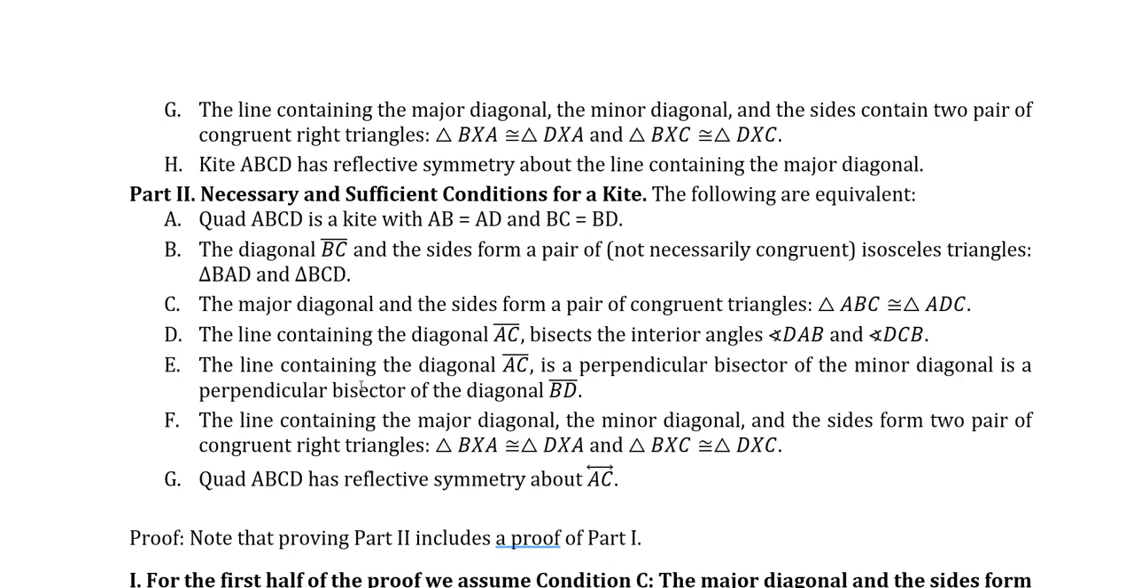The minor diagonal BD and the sides form a pair of not necessarily congruent isosceles triangles, BAD and BCD. If those two triangles are there, then you get all these other properties as well. The major property, C: the major diagonal and sides form a pair of congruent triangles, ABC is congruent to triangle ADC. The line containing the diagonal AC bisects the interior angles DAB and DCB. The line containing the diagonal AC is the perpendicular bisector of the minor diagonal.